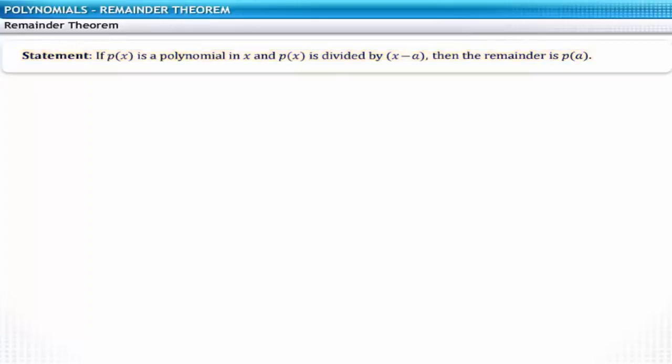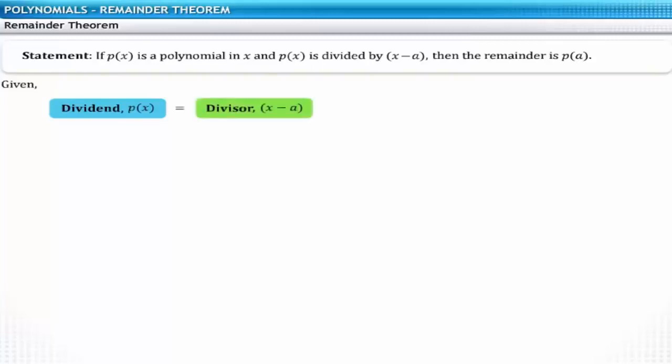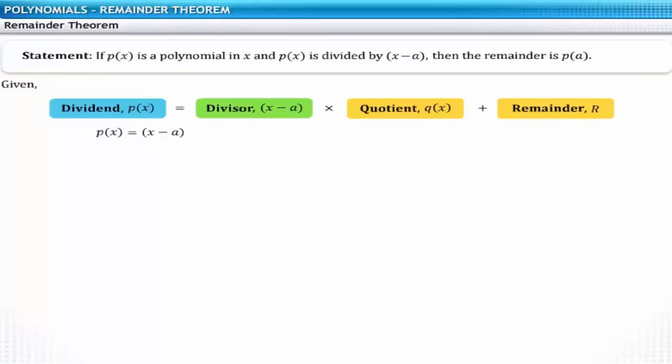Let's now see how we can verify this theorem. It is given that the dividend is equal to P of x and the divisor is equal to x minus a. Let the quotient be q of x and the remainder be r. On the basis of the division rule, you can derive the equation P of x is equal to x minus a times q of x plus r.